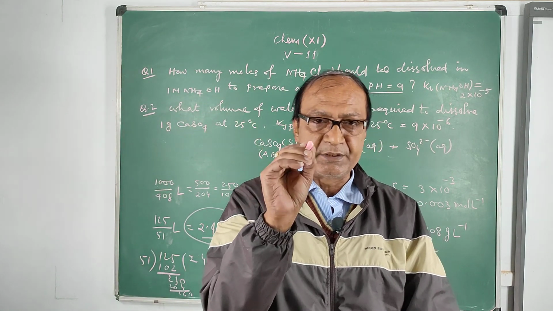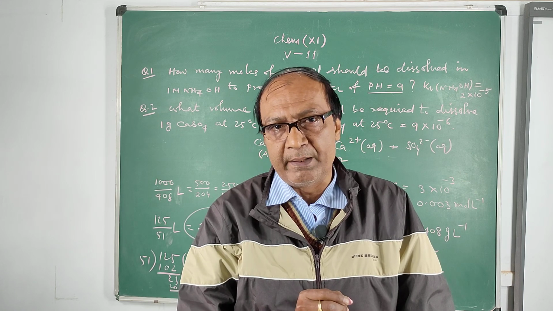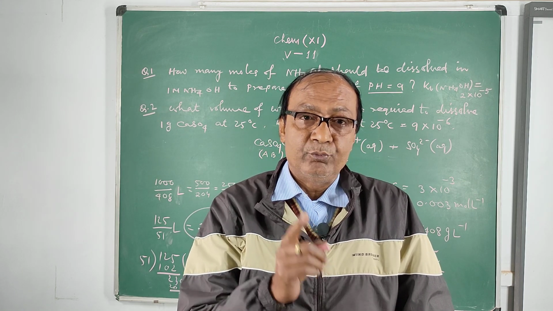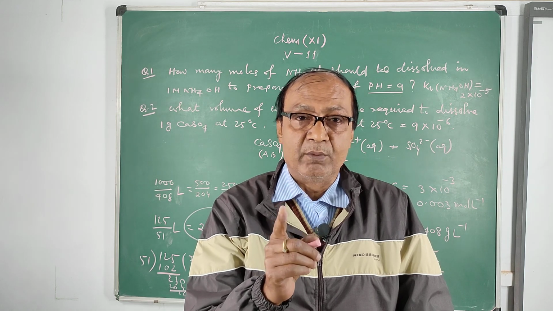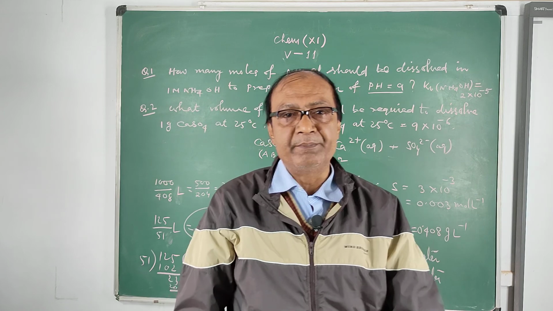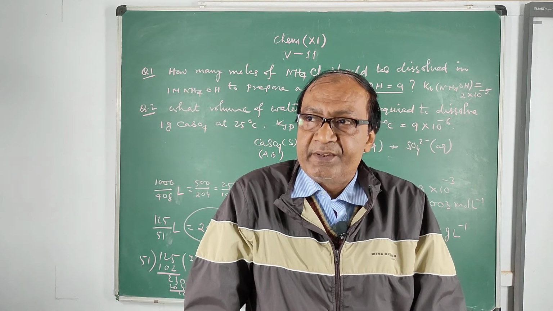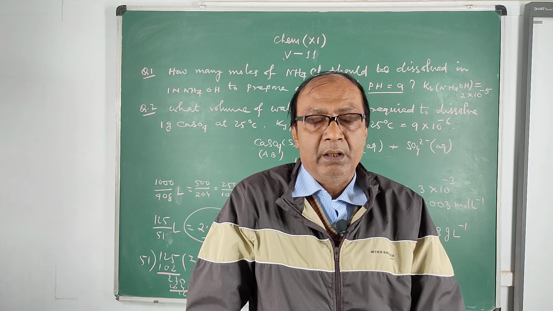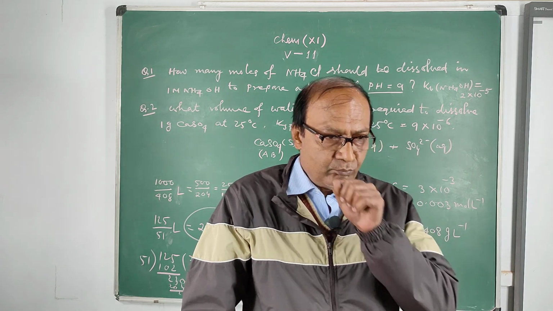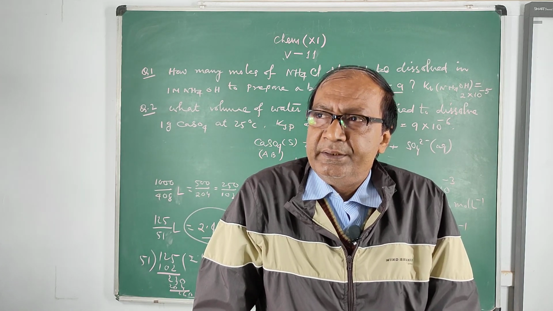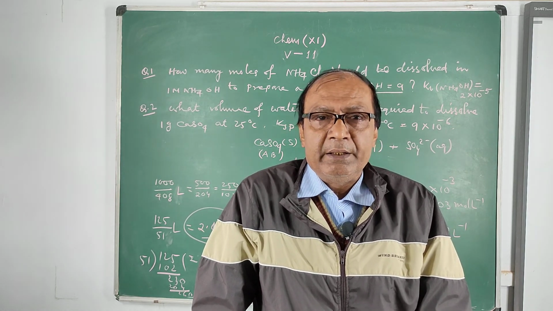This much calcium sulfate, 1 gram, is a very small amount. To dissolve it completely, 2.45 liter water would be needed. So this is how you have to solve these problems related to solubility product and buffer solution. So this chapter is now over.